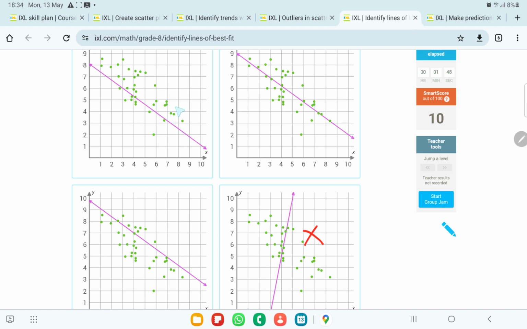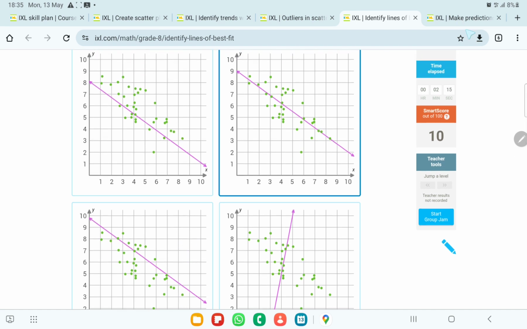So what about this one? Of course not, because the points above the line are more than the points below, so it's not the case. What about these? What do you think is the line of best fit? Excellent, this is the correct answer. Why? Because the number of points up and down are nearly balanced here, but here you will find that the number of points below are more, so the correct answer is this one. Amazing job.